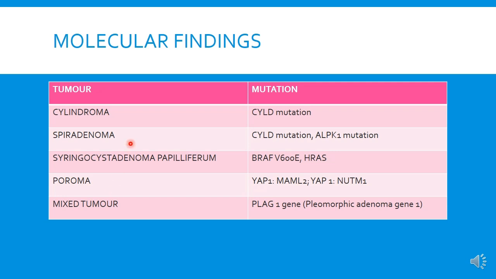Molecular findings. Each tumor has a molecular signature associated with it. In cylindroma and spiroadenoma, we saw CYLD mutation. In syringocystadenoma papilliferum, we saw BRAF V600E and HRAS. In poroma, we saw YES-associated protein 1 (YAP1) and MAML2, and YAP1 with NUT M1, nuclear protein of testis M1 gene fusion. In mixed tumor or chondroid syringoma, we saw PLAG1 gene, which is pleomorphic adenoma gene 1.